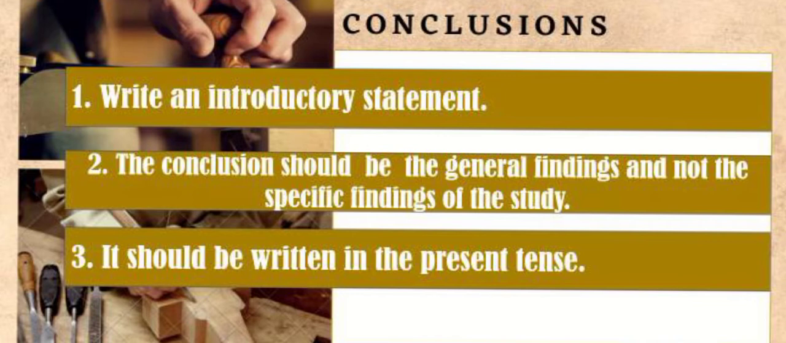Number 2, the conclusion should be the general findings and not the specific findings of the study. Please take note of that one. Do not write specific findings in your conclusion. So your conclusion should only be general findings of your study. Okay? Because specific findings were already reflected in chapter 4. So general findings should be placed in your conclusions, I should say, sorry. General findings should be in your conclusion. So usually, these general findings are also based on the SOP.